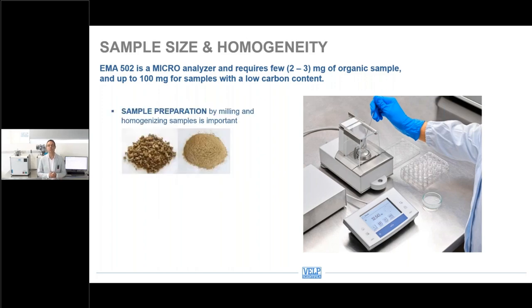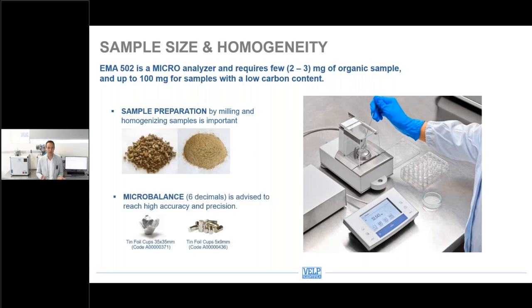Solid samples should be ground to fineness of 0.5 millimeter to obtain a homogeneous sample. So the degree of homogeneity of the sample is one of the most important factors which affects the quality of the analysis results. Moreover, it is important to mention that when weighing milligrams of samples, a microbalance is recommended. So also the balance can influence the measuring accuracy.